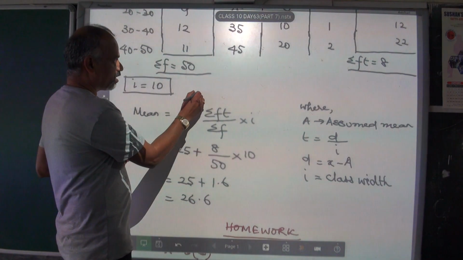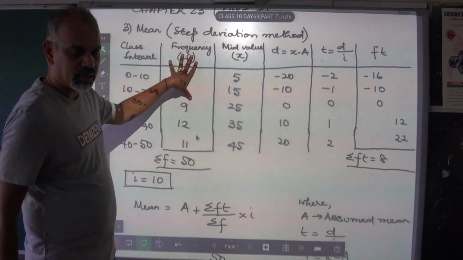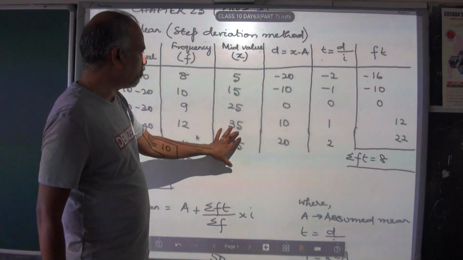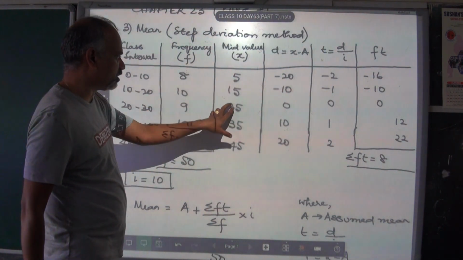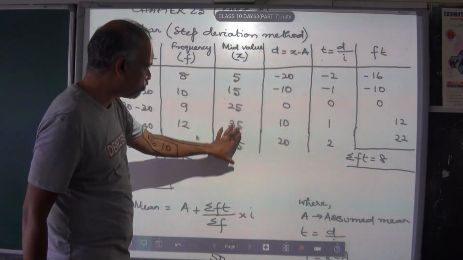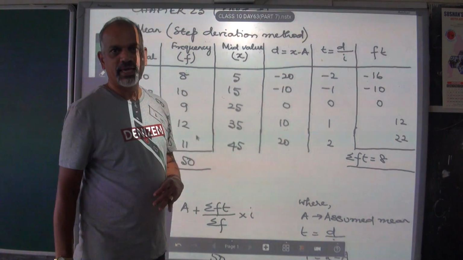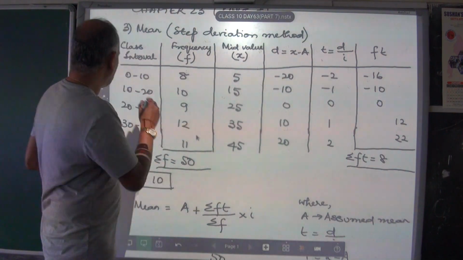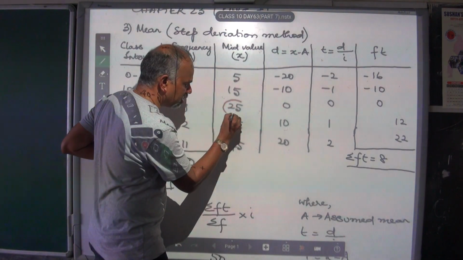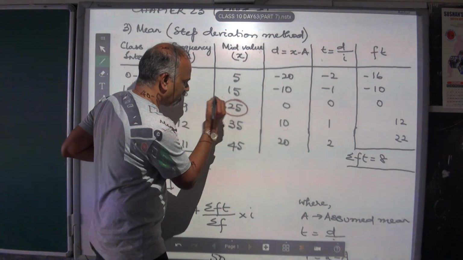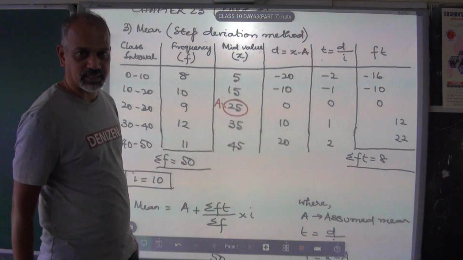So the next thing that you will find in your table, these two were given. The third one is the mid value of each class interval. Mid value between 0 and 10 is 5, 10 to 20 is 15, 25, 35, 45. This is what we get, your x values. Now you have to get assumed mean, A value. So one of these you have to choose. I'll choose the one which is in the middle. That one is your A value. So A is 25. That's done.